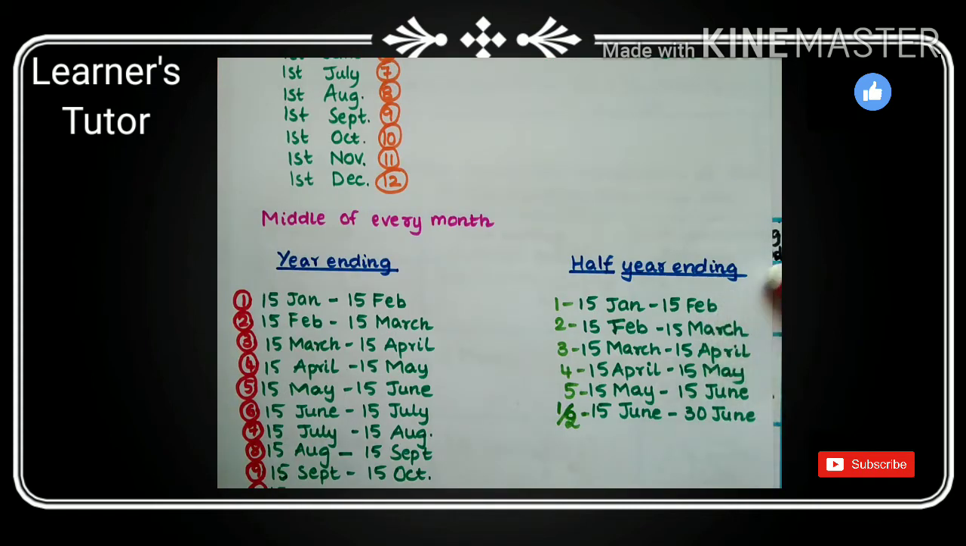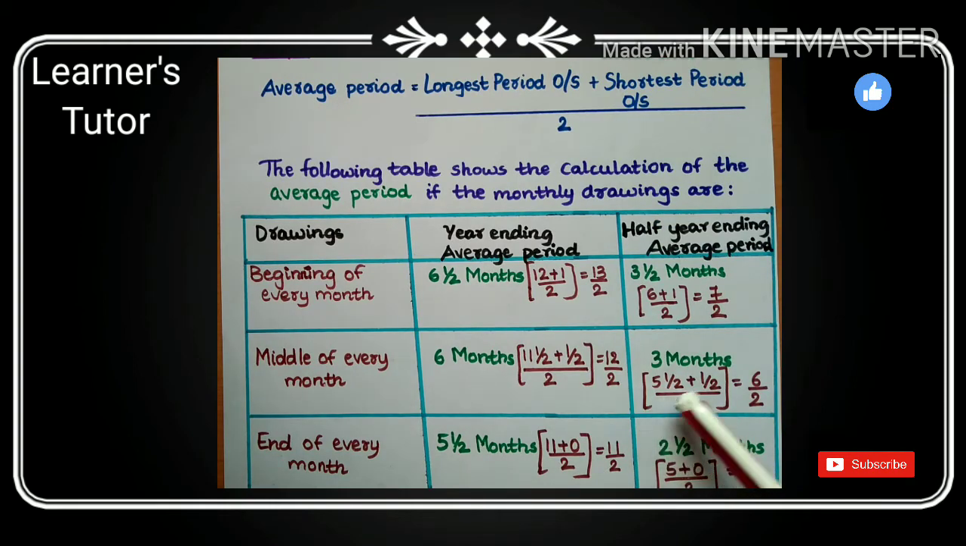Next, half year ending average period under middle of every month. In half year ending we have 6 months, that means Jan to June. So 15th Jan to 15th Feb is 1 month. Likewise, up to 5. When 15th June comes, another 15 days is remaining. So that would become half, up to 30th June. So 5.5 is longest, shortest is half month. So 5.5 plus half divided by 2, 6 by 2 is 3 months.